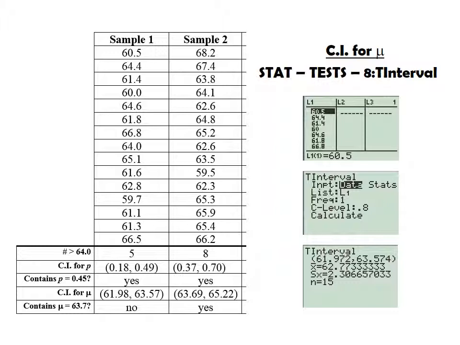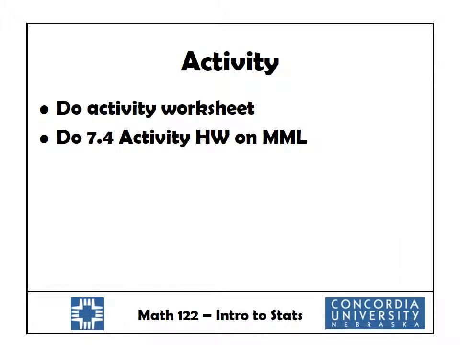Now we're going to do that same thing for sample 2, and here's my confidence interval, and notice that the interval does contain 63.7, just barely. This lower limit, 63.69, is just barely below 63.7. So 63.7 is indeed inside the interval, so I write a yes. Okay, so do that for all 4 of your samples. And so again, do that on the activity worksheet.